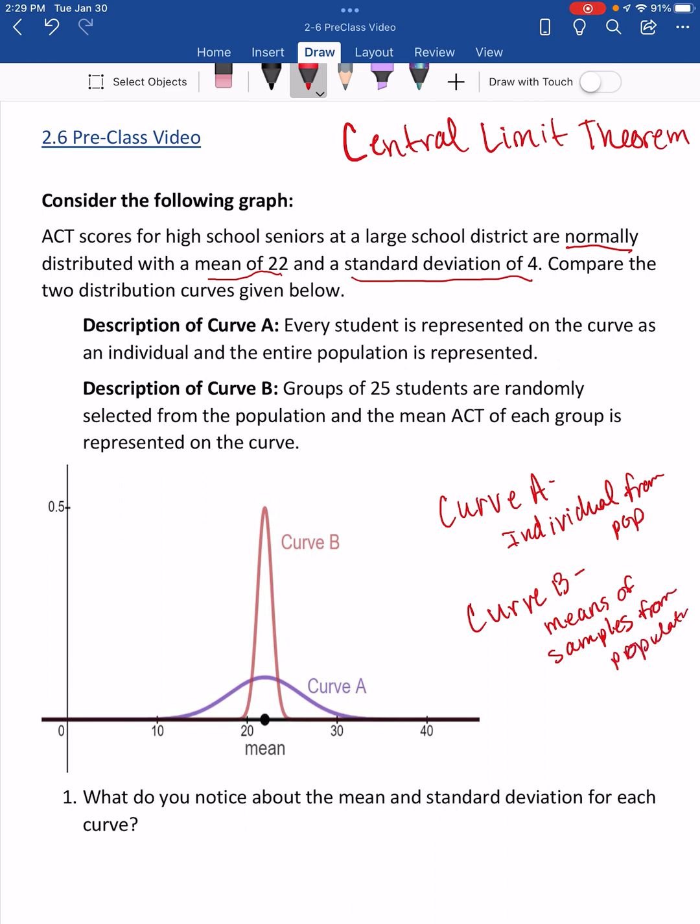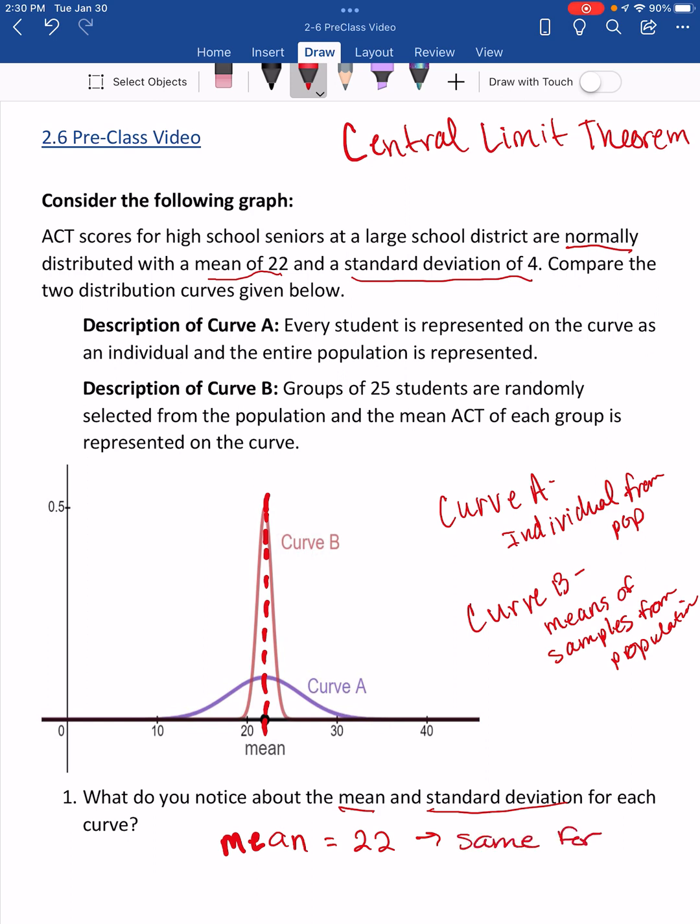Okay, I'm looking at those two curves, and there are some significant differences between them. So specifically, what do we notice about the mean and the standard deviation for each of the curves? Well, if we put a dot at the top of the curve where the mean is, it looks like the mean is the same for both of them. Looks like it's 22 for both of them. Wasn't that the mean? 22? Yeah.